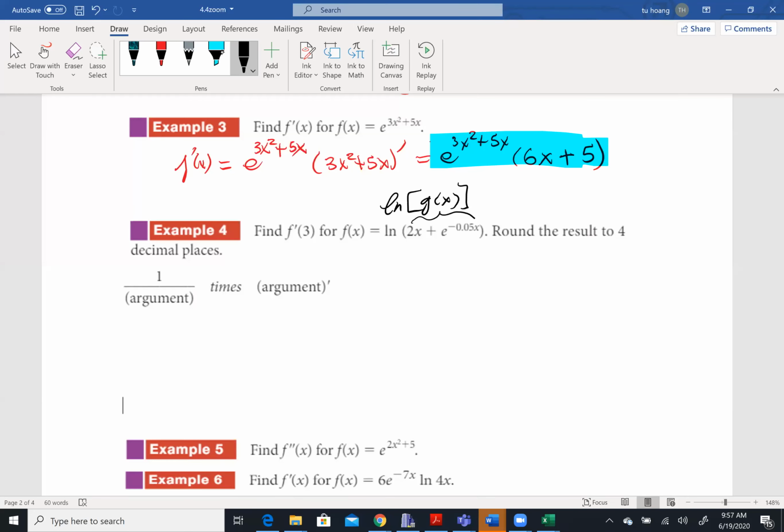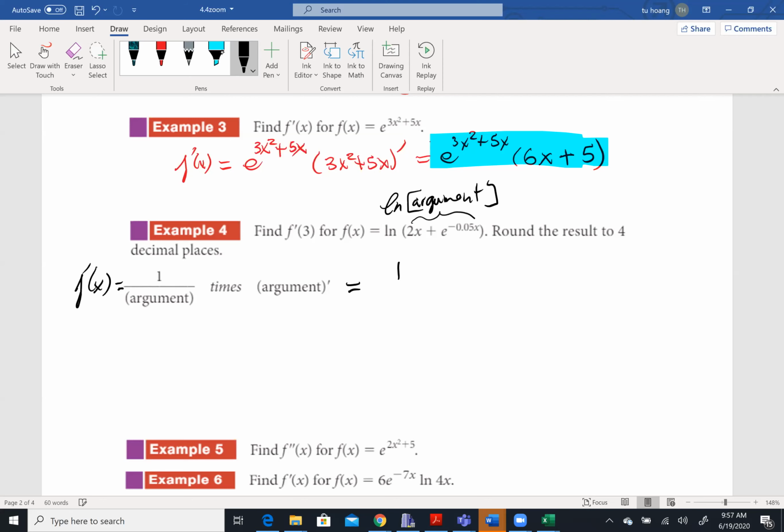So when you take the derivative of that, I'm going to write g(x) as the argument. So how can you take the derivative of a natural log? The derivative is going to be equal to 1 over the argument multiplied by the argument's derivative. Okay, so what does that mean?